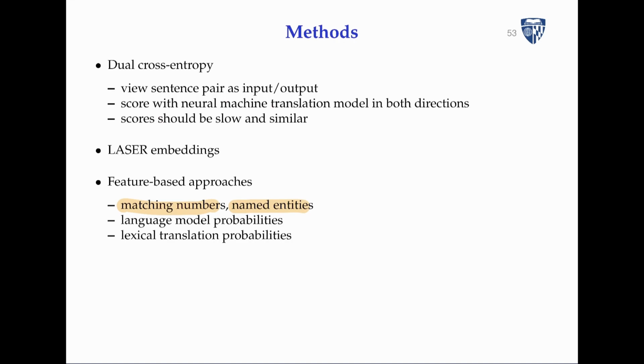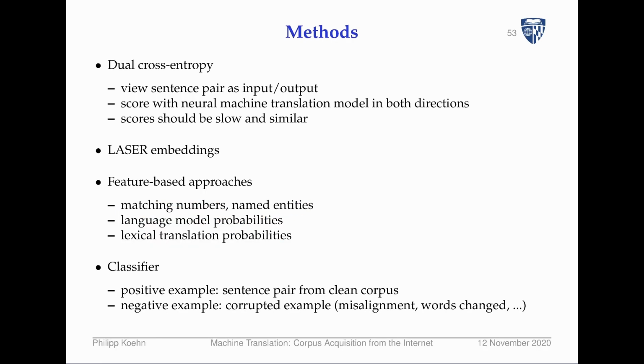Maybe we also care a lot about whether it is actually good language, so we can score things with a language model. We prefer sentence pairs where the sentences are actually well-formed sentences, lexical translation probabilities, and so on. So these features could be linearly combined. Each of these features gives a score. They could be linearly combined, or you can learn weights for them, or just generally view this as a classification problem. And the way to set this up as a classification problem is to have some positive examples.